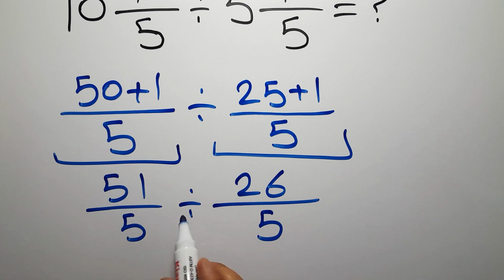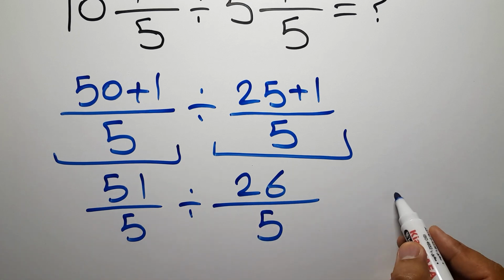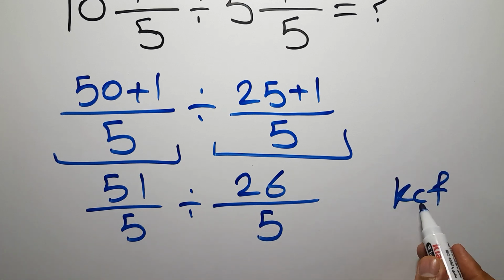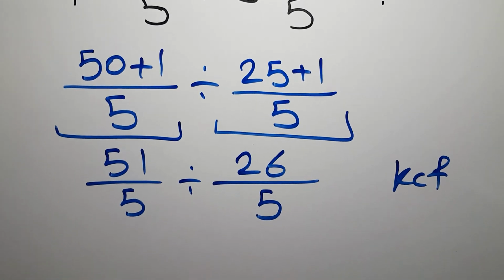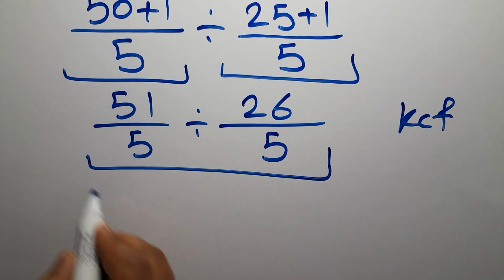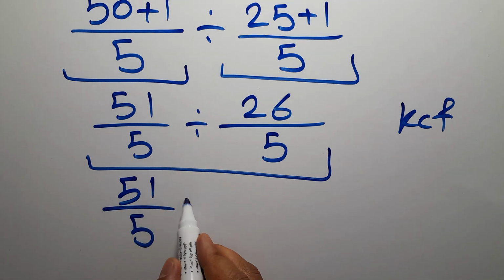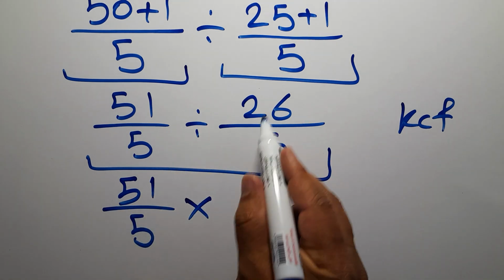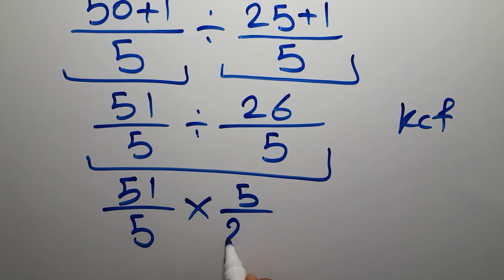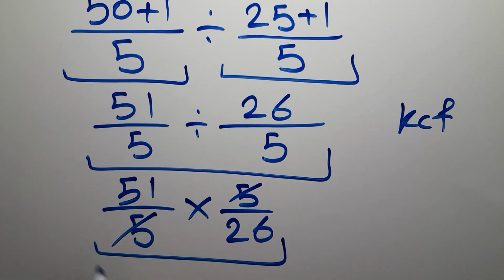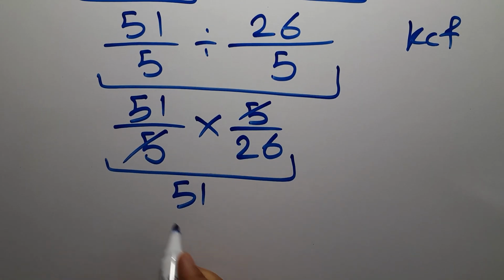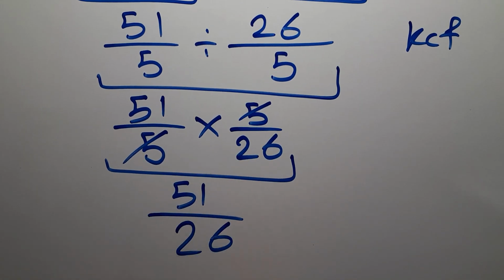Now, this fraction divided by this fraction. According to the KCF rule, K stands for keep, C stands for change, and F stands for flip. Keep the first fraction, 51 over 5. Change division to multiplication and flip the second fraction, 5 over 26. Now, this 5 and this 5 can cancel each other out. So we have 51 over 26.